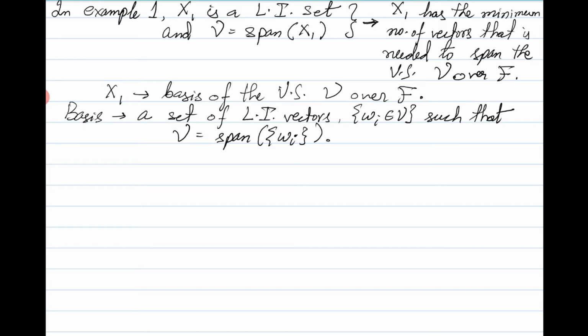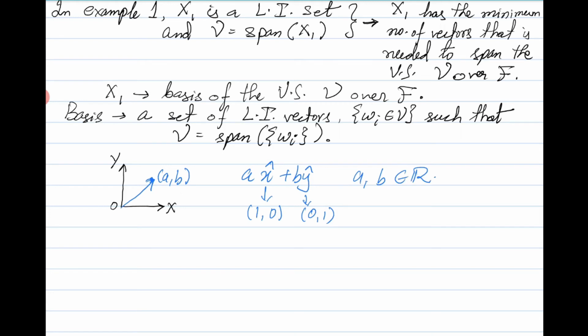Okay. So in case of R2, you have always been familiar with using these orthonormal vectors, right? And you label them as x and y. And of course, this is the origin, and any point here represents a vector with the coordinates a and b. We represent it as a x hat plus b y hat, where x hat is essentially the (1, 0) vector and y hat is essentially the (0, 1) vector, and a and b both belong to reals.